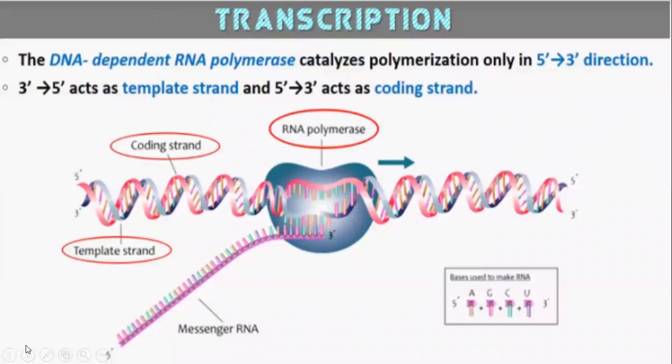Fine. The DNA-dependent RNA polymerase catalyzes polymerization only in the 5'-3' direction. The polarity of transcription is 5'-3', and the opposite 3'-5' strand acts as the template strand. The other strand, in the direction of polarity, acts as the coding strand. Is that clear?